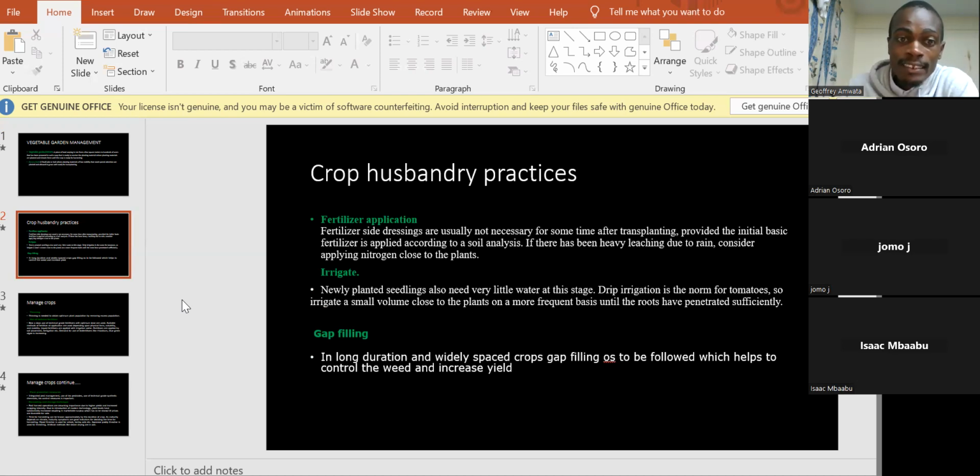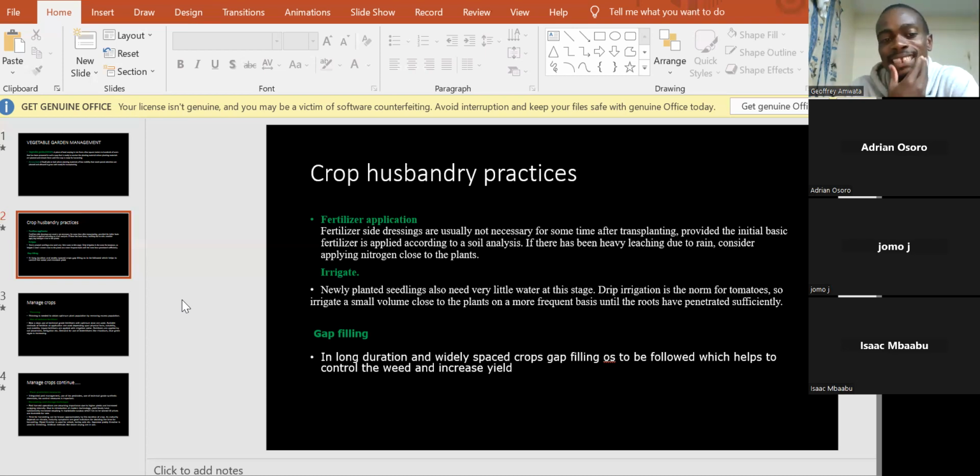The second practice is irrigation, or irrigating. This is done on newly planted seedlings that also need very little water at this stage. Drip irrigation is the norm for tomatoes. So irrigate a small volume close to plants on a more frequent basis until the roots have penetrated sufficiently.